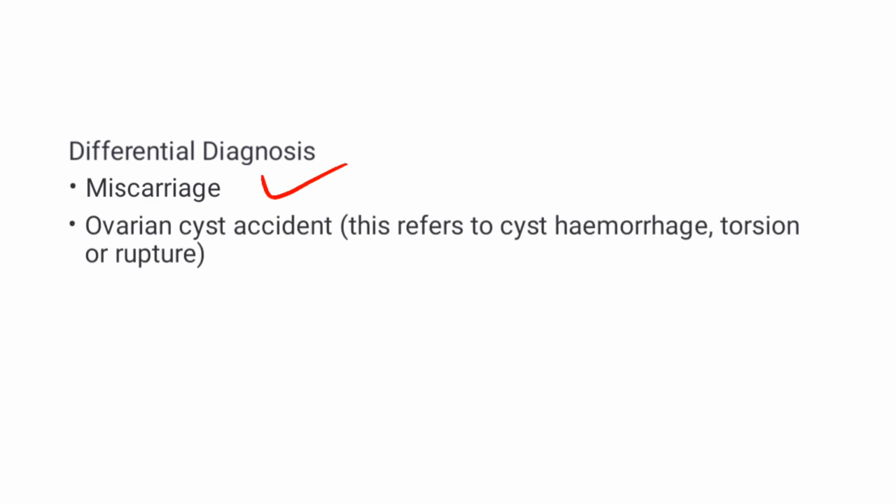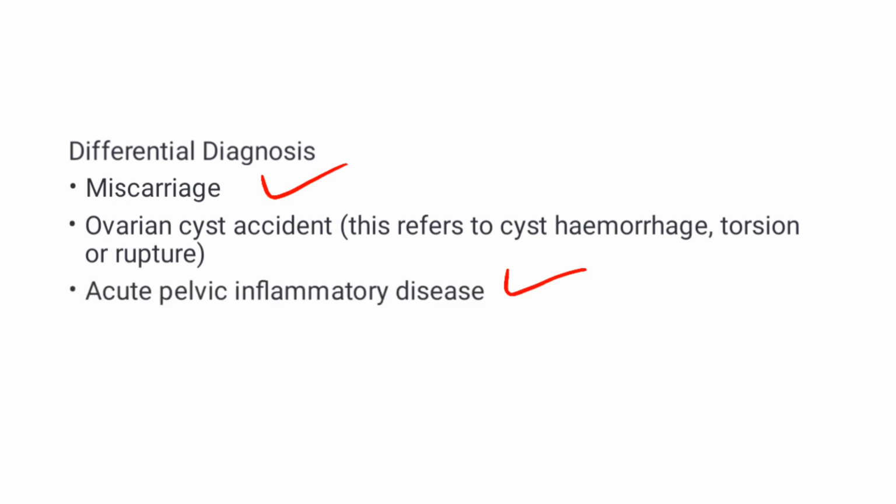Then differentials. We can have a miscarriage, which can be any of those spontaneous ones. Then ovarian cyst accidents, which refers to a cyst hemorrhage, torsion or rupture. Then acute pelvic inflammatory disease, urinary tract infection, appendicitis, diverticulitis. Those are some of the differentials.